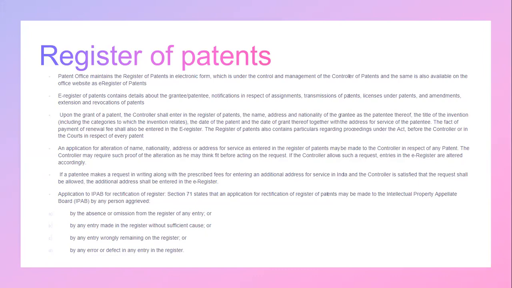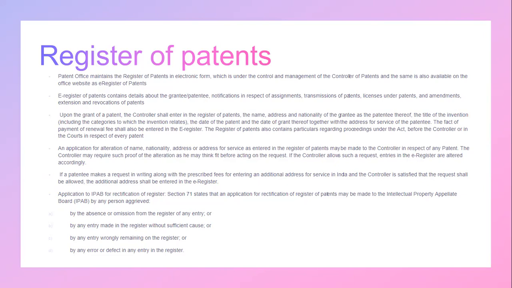Upon the grant of the patent, the controller shall enter in the register of patents name, address, nationality of the grantee as the patentee, the title of the invention, including the categories to which the invention relates, the date of the patent, the date of grant, together with the address for service of patentee. The fact of payment of renewal fee shall also be entered in the e-register. The register of patents also contains particulars regarding proceedings under the Act before the controller in the court in respect of every patent. I hope this is just a go-through thing. It is not something to explain, it's just something to read.